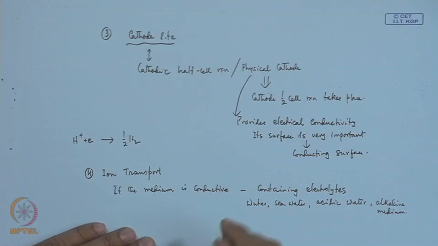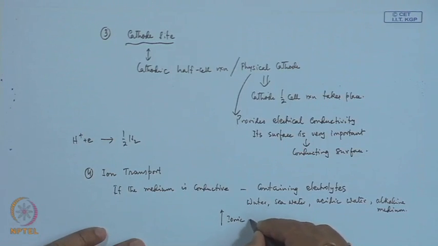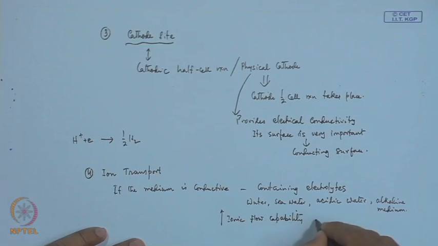So, that means the greater the ionic flow capability, the more is the corrosion.